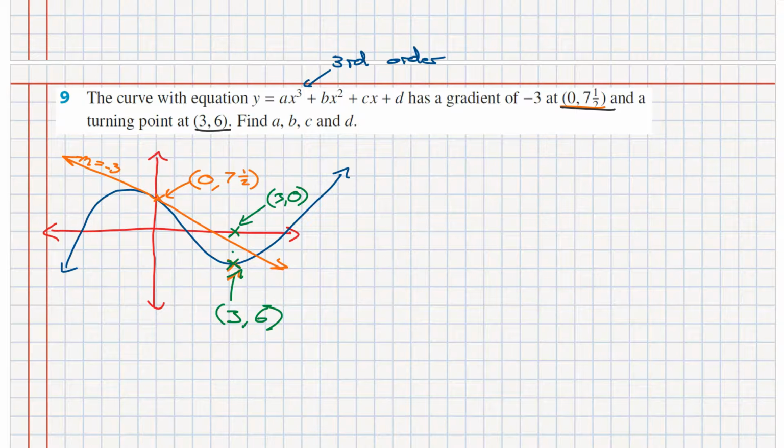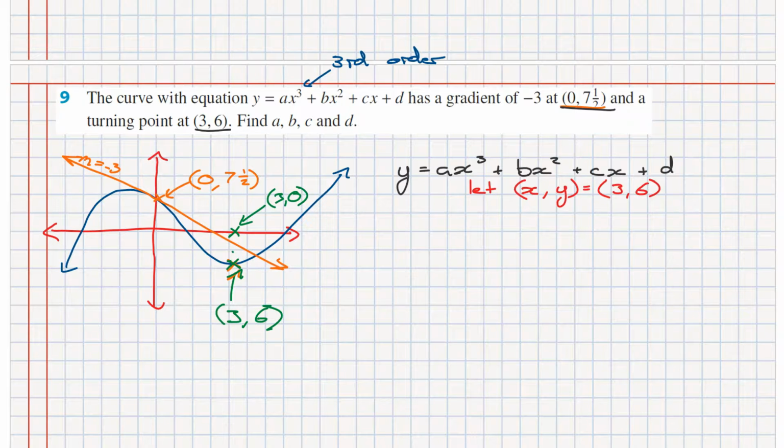So getting it started, we're going to have y equals ax cubed plus bx squared plus cx plus d. Then we're going to say let x and y equal 3 and 6. So our first equation is going to look like 6 equals a times 3 cubed plus b times 3 squared plus c times 3 plus d. So this is equation 1.